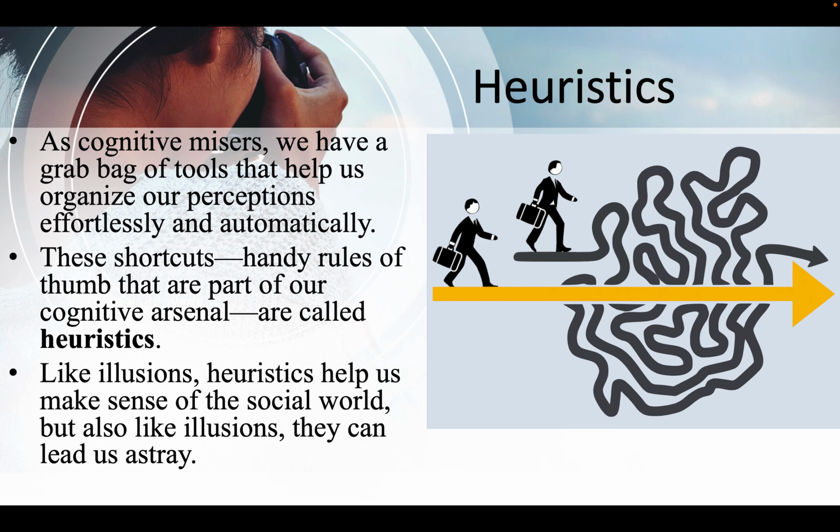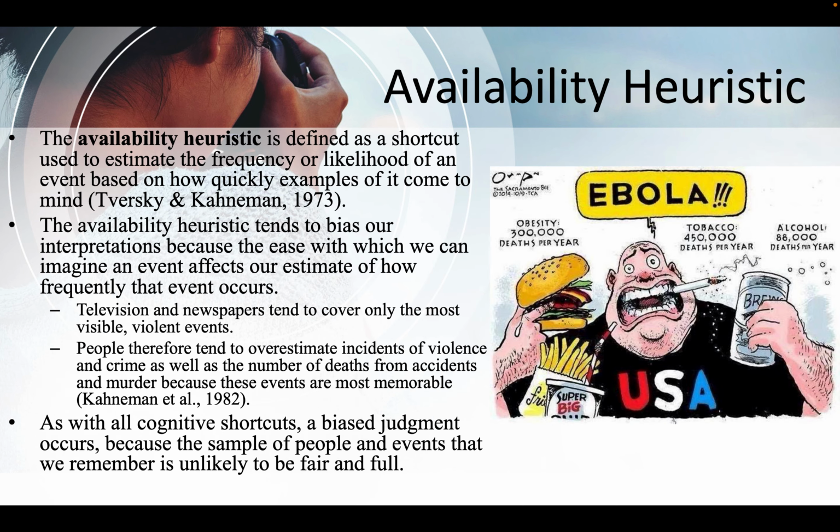As cognitive misers, we have a grab bag of tools that help us organize our perceptions effortlessly and automatically. These shortcuts, handy rules of thumb that are part of our cognitive arsenal, are called heuristics. Like illusions, heuristics help us make sense of the social world, but also like illusions, they can lead us astray.